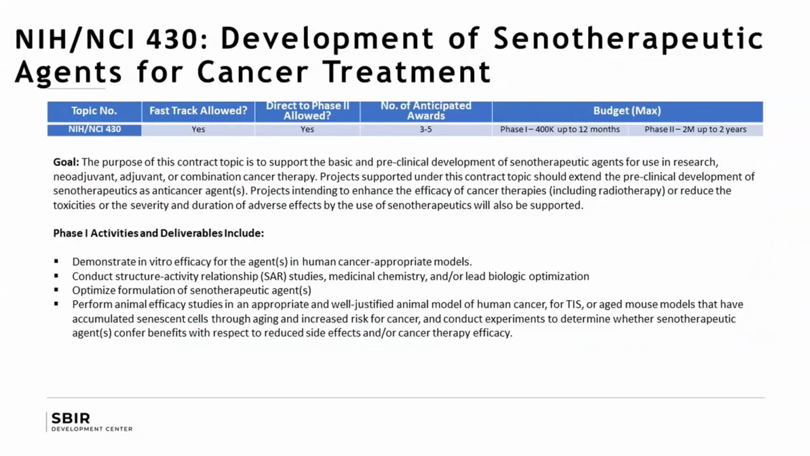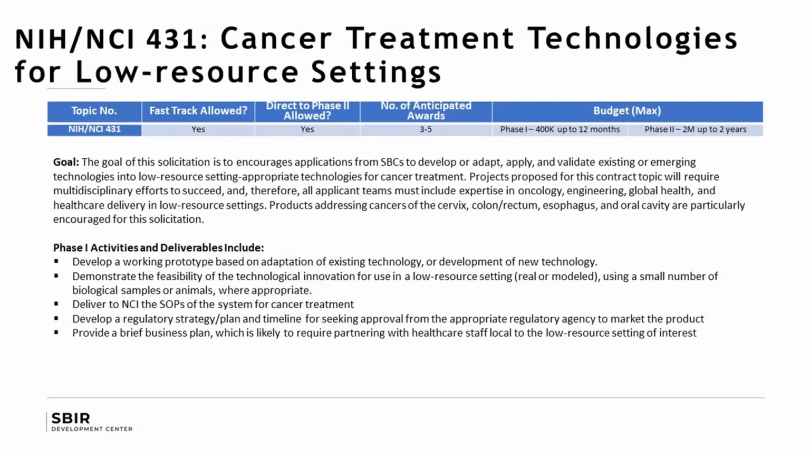So the first one is topic 430, development of xenotherapeutic agents for cancer treatment. Here the goal is to develop antisenescence or xenotherapeutic agents as anti-cancer drugs. The next topic is 431, cancer treatment technologies for low resource settings. The goal of this topic is to support low resource setting appropriate technologies for cancer treatment, and products addressing cancers of cervix, colon, rectum, esophagus, and oral cavity are particularly encouraged for this solicitation.